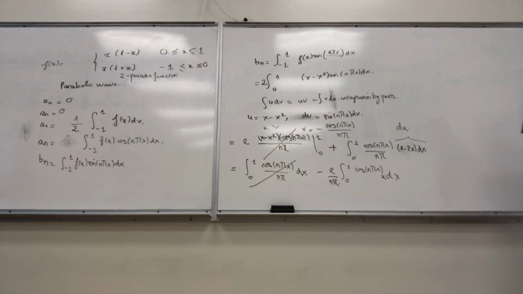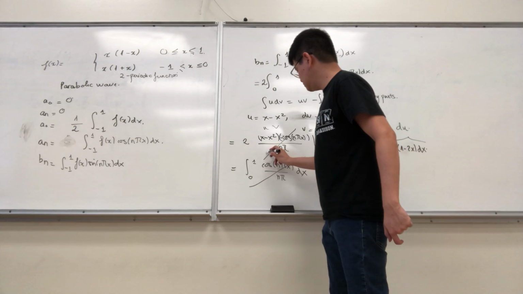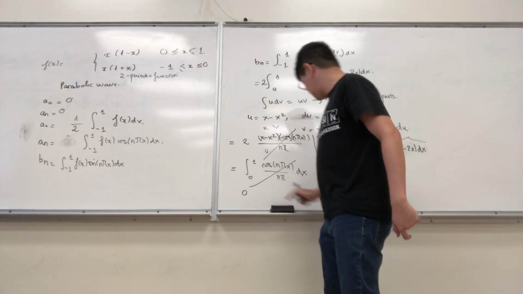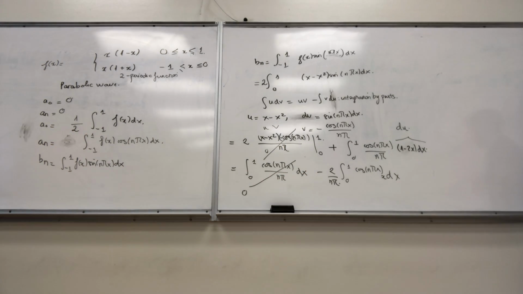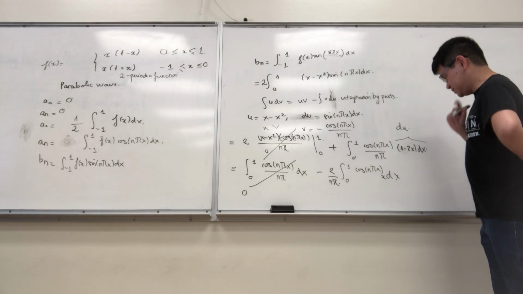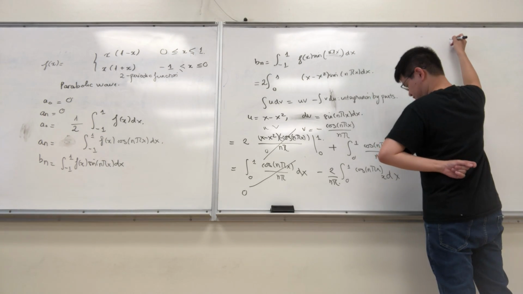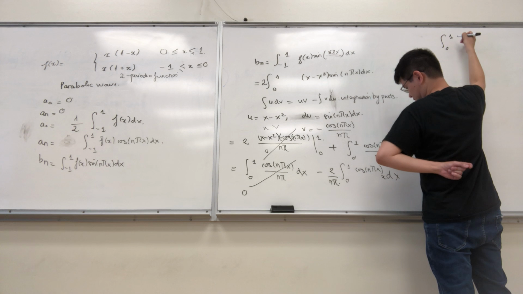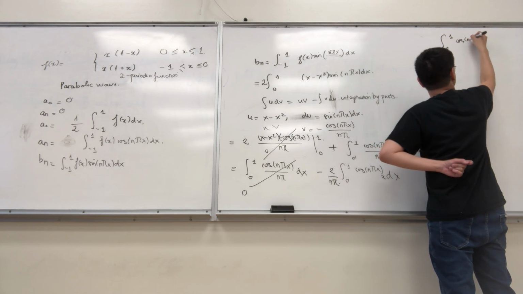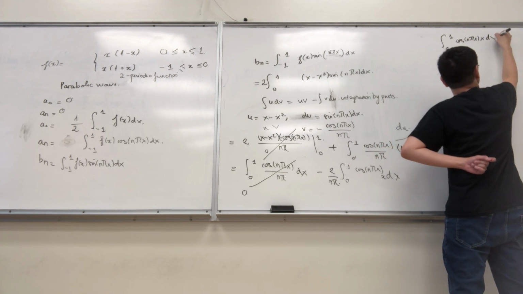Now I have to compute. So this is going to be 0, and this is going to be 0. So the leftover is just this. Now I have to compute this one. So I have the integral from 0 to 1 of x cosine n pi x dx.